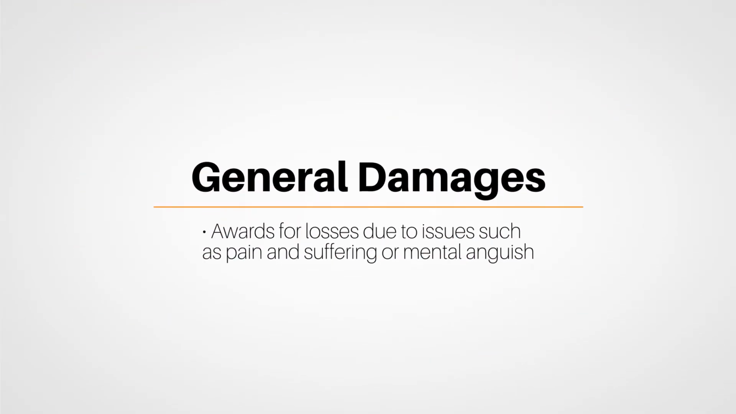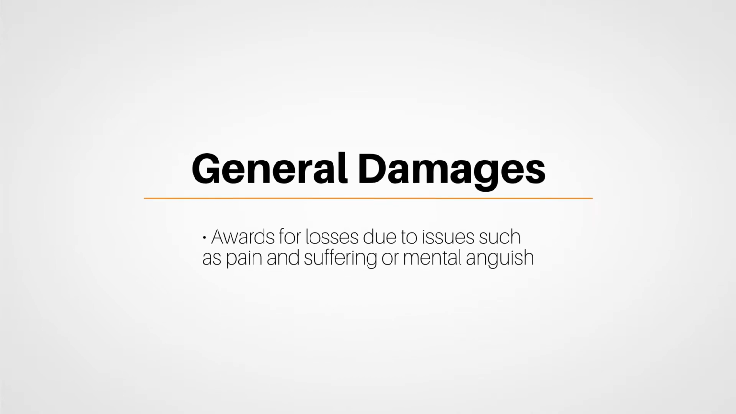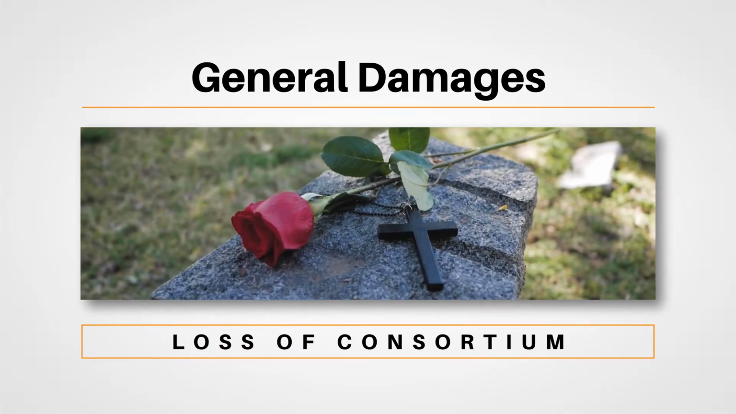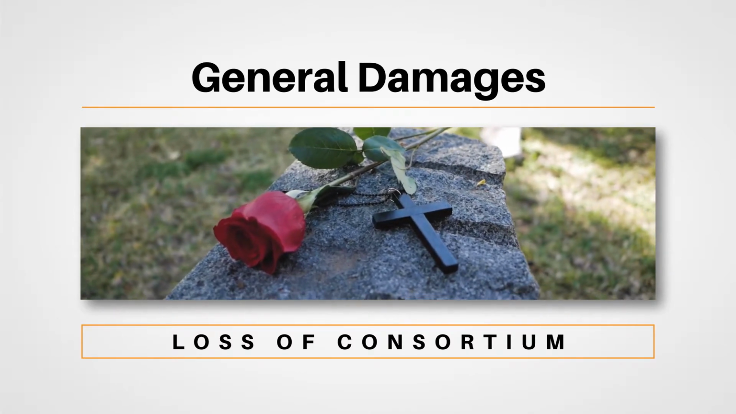On the other hand, general damages include awards for losses due to issues such as pain and suffering or mental anguish. General damages can even be awarded for what is called loss of consortium, or the loss of a loved one. These types of damages are much more difficult to attach a dollar value to. None of these harmful events are quantifiable in terms of the monetary value associated with the loss. They are heavily subjective, and depending on the case, award amounts vary widely.